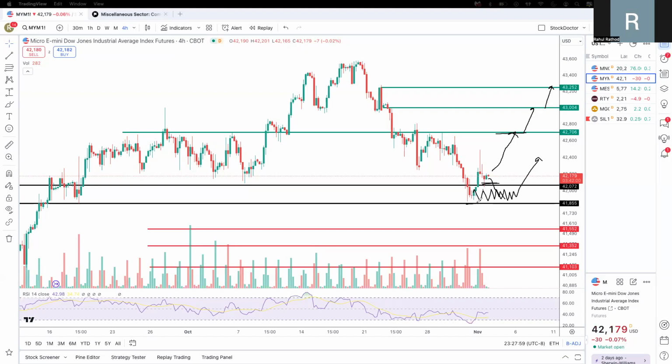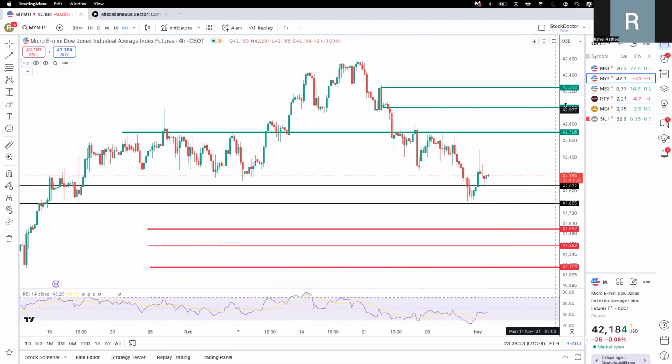If it starts trading below 41,850, then we can see the levels of 41,550, 41,350, and 41,100. These are the three downside levels for Dow Jones.